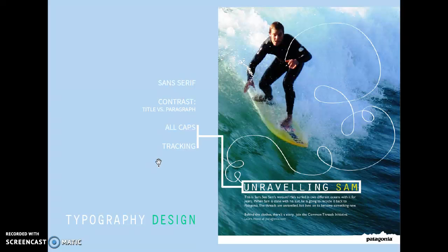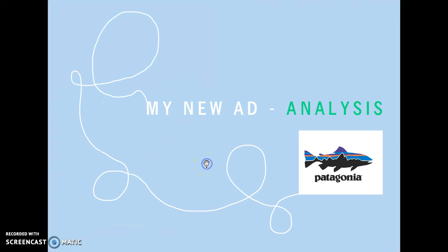Let's talk about the typography. The typography is a sans serif, and it has contrast between the title and the paragraphs. It's all caps, and it has tracking to it, which means that the letters are spread out in the title. You will see that repeated throughout all of the ads within this campaign. So that is the typography.